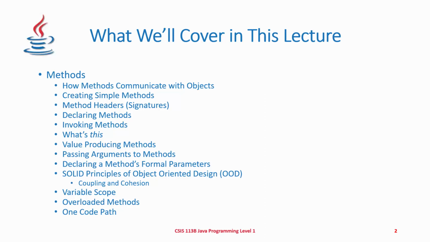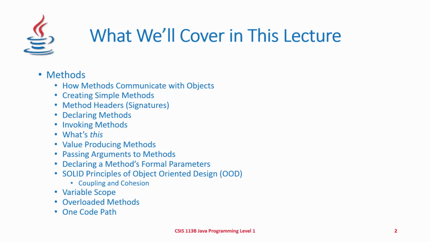We'll talk about what's "this", which is a special keyword that we'll use to reference the members of a method. Value-producing methods, which are methods that return a value to the caller. Passing arguments to methods, which is the caller sending parameters to the method. Declaring a method's formal parameters, which is in the creation of the method signature. You'll need to define what parameters it can accept.